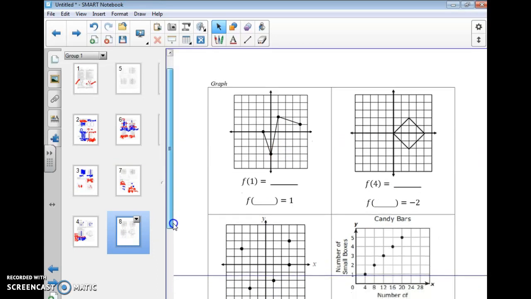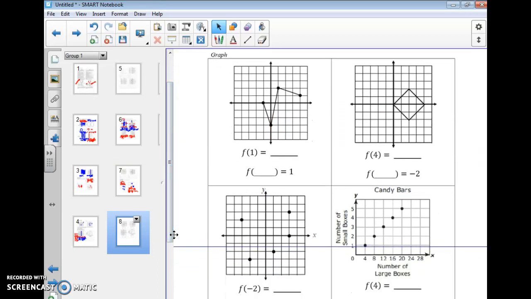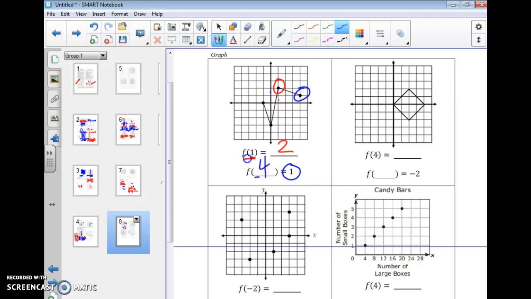If they give you the graph, you're simply going to look on the graph for where the point exists. So I'm looking for f of 1. If it's inside the parentheses like that, that's my input. So where x is 1, I'm going to find the y value that goes with it. That's 2. That's right there. Do the same thing here. F of blank equals 1. This is my output, so that's my y value. So I'm going to look at where y is 1, and I'll find the x that goes with it. That's all the way over here. That x value is 4.